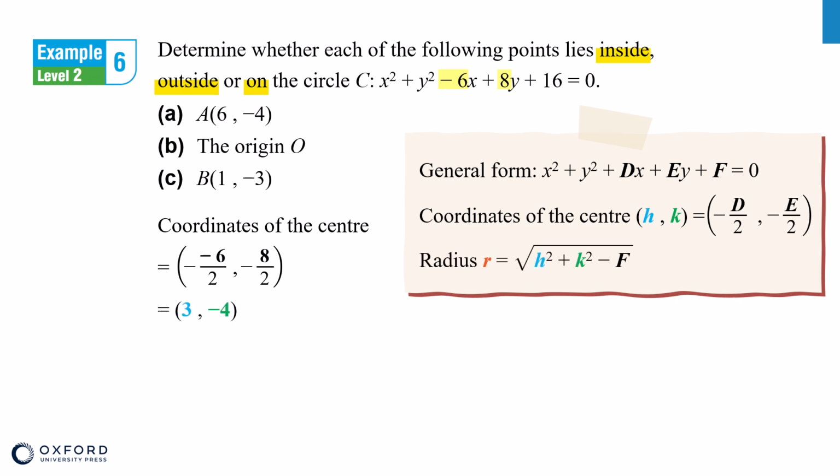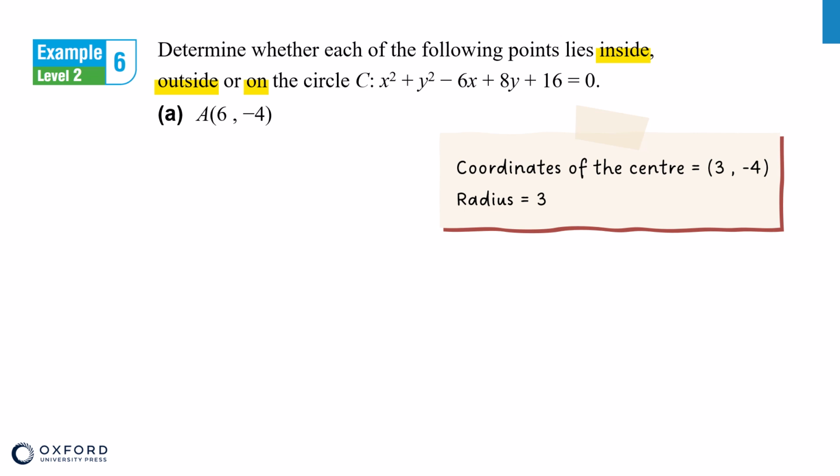And the radius is the square root of h squared plus k squared minus f. So it's the square root of 3 squared plus negative 4 squared minus 16, which equals 3. Then the next step is straightforward. We find the distance between each of the given points and the center and see if the distance is greater than, equal to, or smaller than 3.